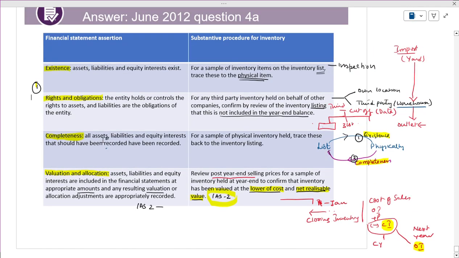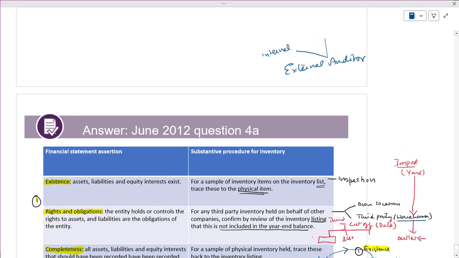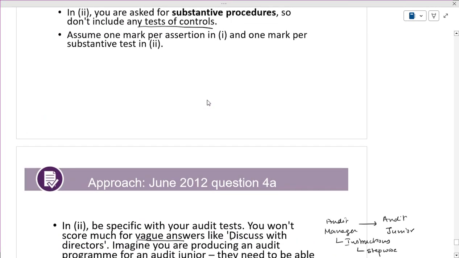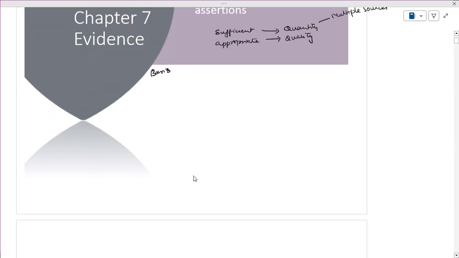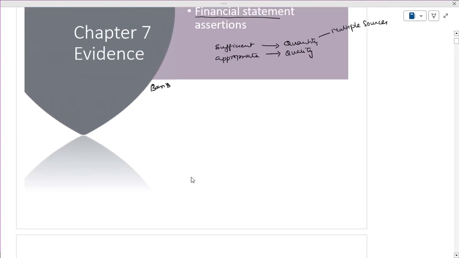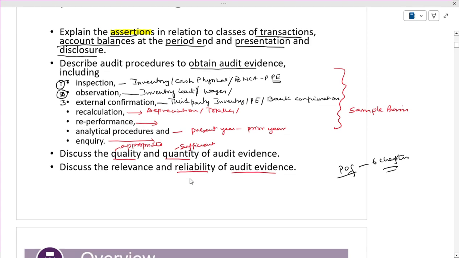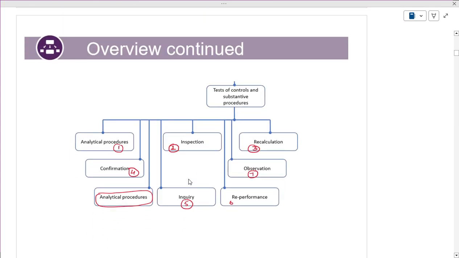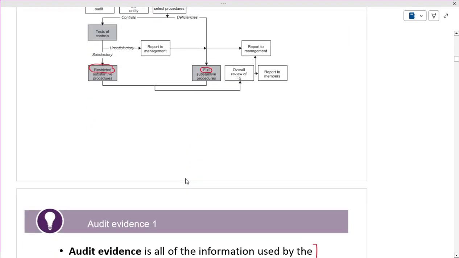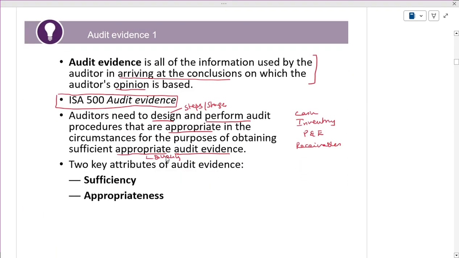Are you clear about this lecture? Now a very quick revision. We are talking in terms of audit evidence and financial statement assertions. You asked me last class, see, they will not ask something else. ISA 500, audit evidence.